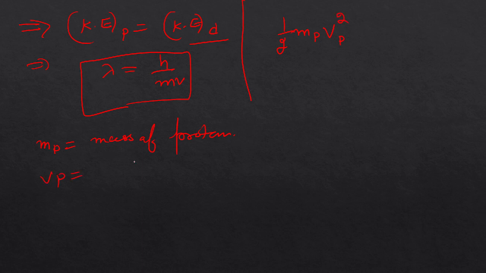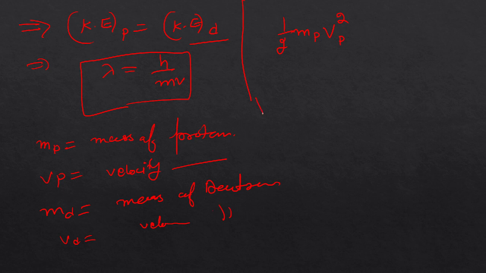v_p is nothing, it is the velocity of the proton. Okay, and let's say m_d is the mass of the deuteron, and v_d is the velocity of the deuteron. Okay, so these are the parameters that we have. So the condition that is already given to us is that the kinetic energy of the proton is equal to the kinetic energy of the deuteron.